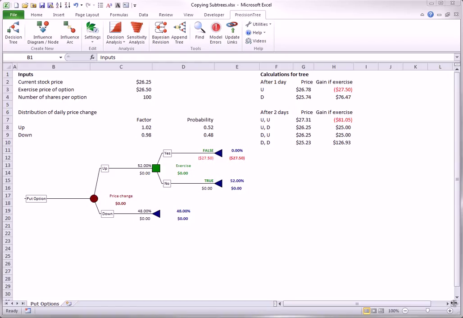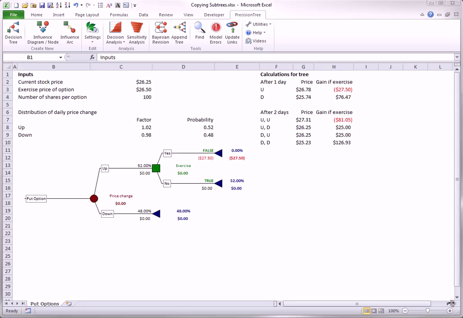As you construct decision trees with PrecisionTree, you will start to realize how frequently the same subtree structure, and even some of the same subtree data, appears multiple times in the same tree. Fortunately, PrecisionTree provides tools for copying and pasting subtrees that improve your efficiency tremendously. They also help you avoid errors.